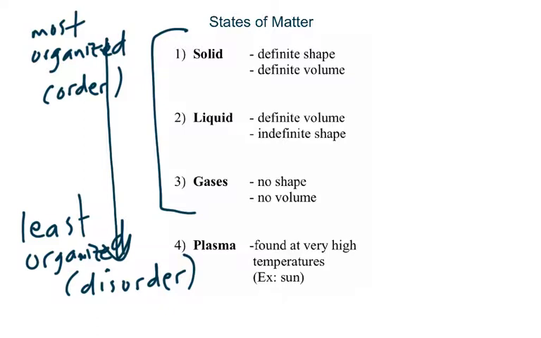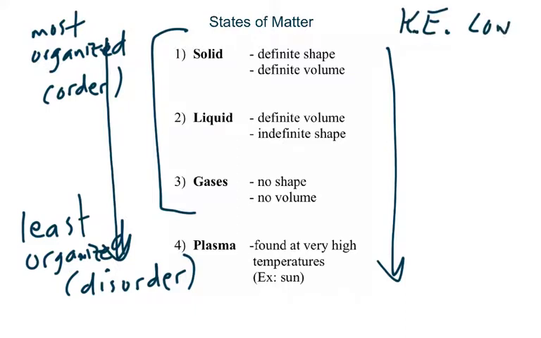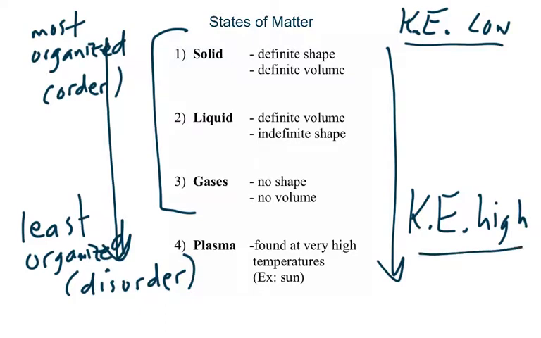The other thing I mentioned earlier was that as you go from a solid to plasma, kinetic energy increases. See, kinetic energy for a solid is very low. The movement is described as the particles just vibrating in place. As you go towards a liquid, then a gas, and even until plasma, the kinetic energy increases. In fact, if we look at a gas, it has very high kinetic energy. The particles are moving very, very fast compared to a liquid or a solid.